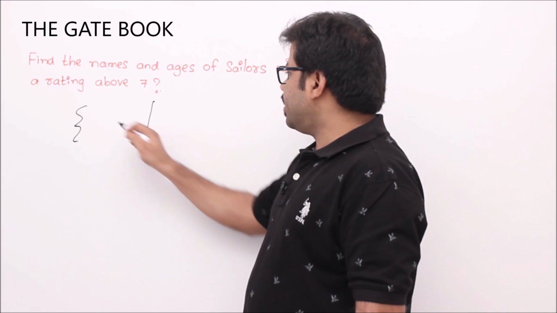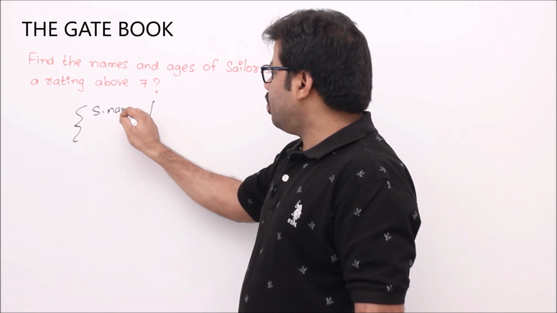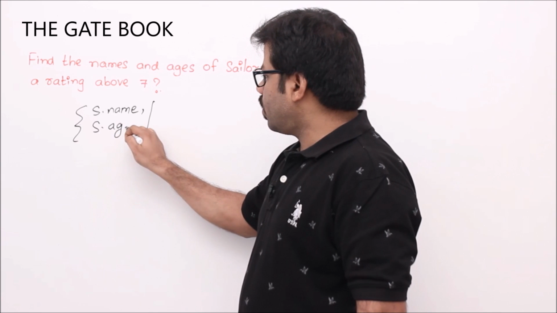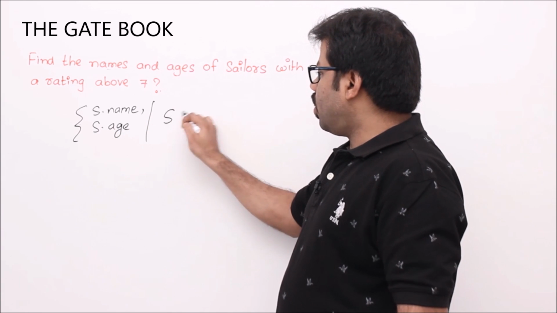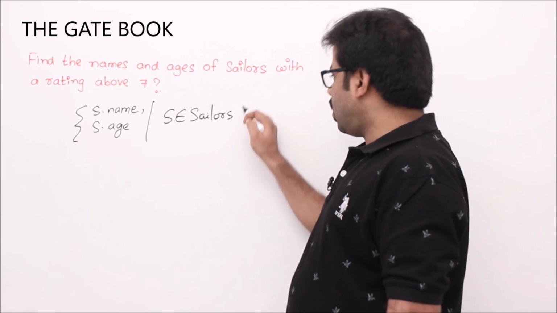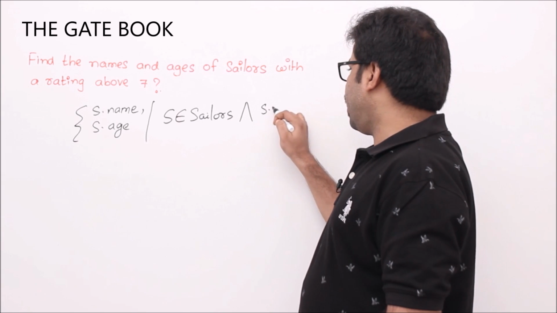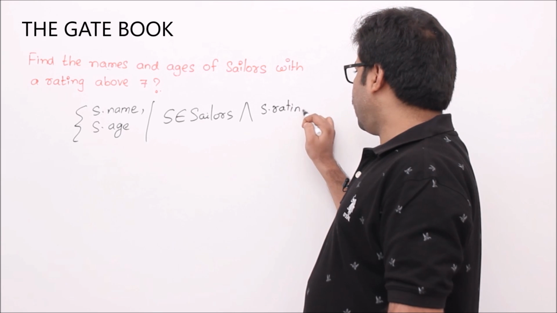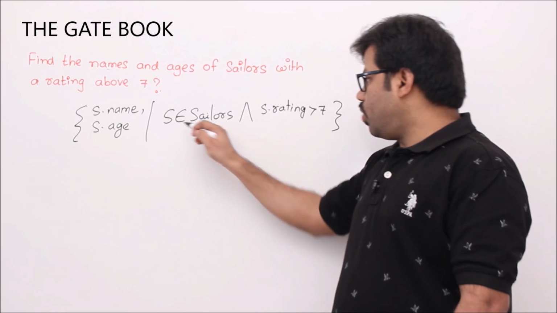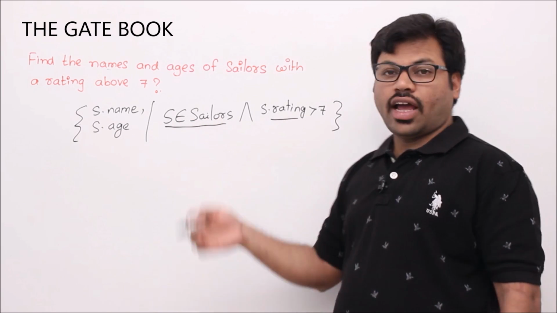Since I want names and ages, I write s dot name, comma, s dot age, such that s belongs to sailors. And one more thing: s dot rating greater than 7. What's the problem with this one? We will see. First of all, is it a formula as we thought, or as we defined?